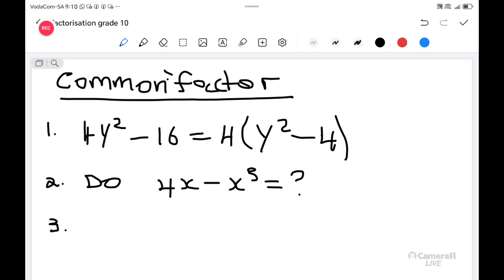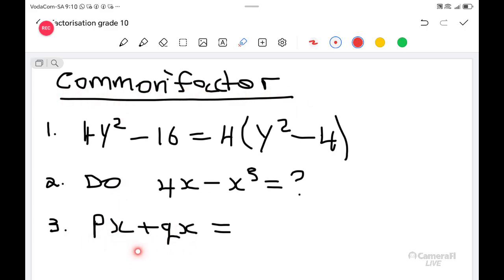Number 3, you have px plus qx. So we want to factorize this one, but we remain with the question, how many factors do we have? We have 1, 2 terms, which are separated by the plus or negative. So how many terms do we have? 1, 2. In these two terms, what is it that is common? That is why we're talking about a common factor.